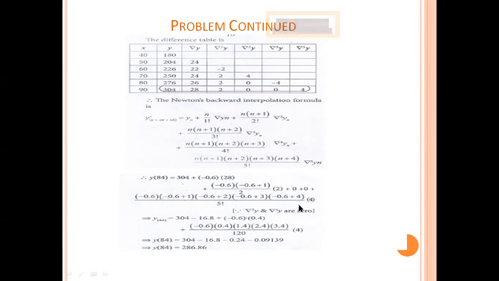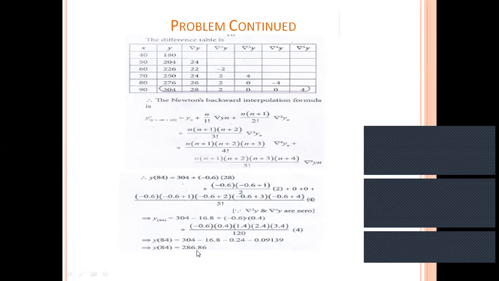Now after simplifying, the first term becomes 306 and the second term is -16.8, the third term is -0.24, and the last term is -0.09139. Therefore y at 84 is 286.86.